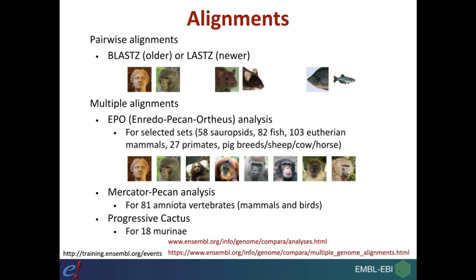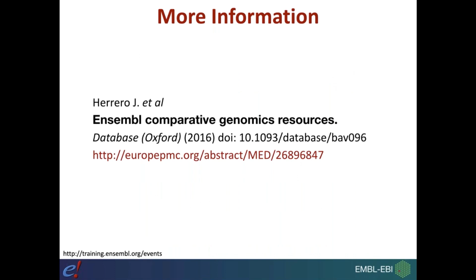There's a link to our documentation at the bottom of this slide, where you can look up your species of interest and find out which of these alignments are available for your species. Okay, so if you want to find out more about Ensembl Comparative Genomics, please have a look at this publication here.